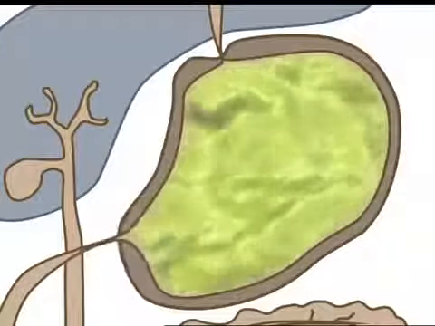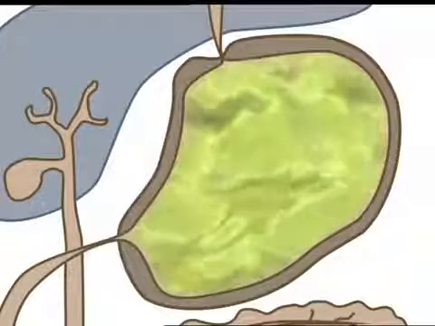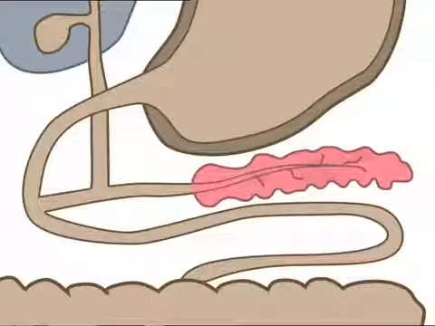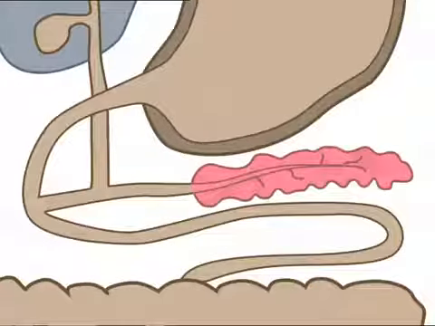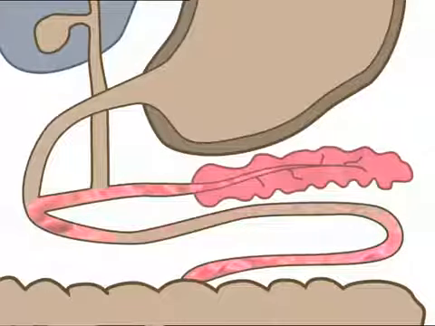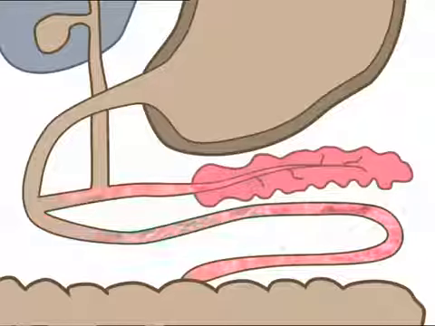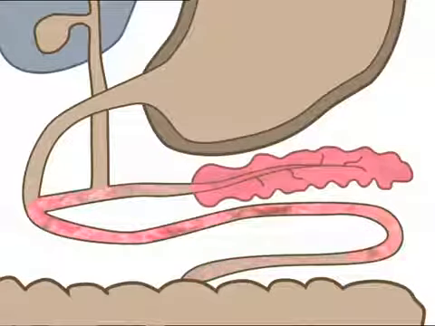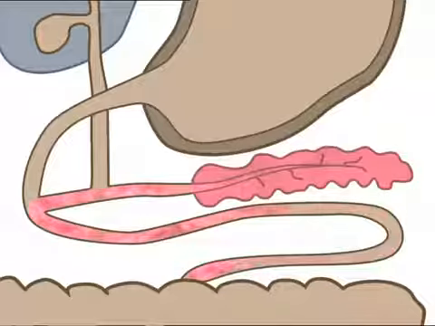Once it's been turned into a liquid, it's released into the first part of the small intestine. Mixing with it is pancreatic juice released from the pancreas. This juice contains amylase, protease and lipase. Amylase completes the digestion of starch. Protease continues the digestion of protein.